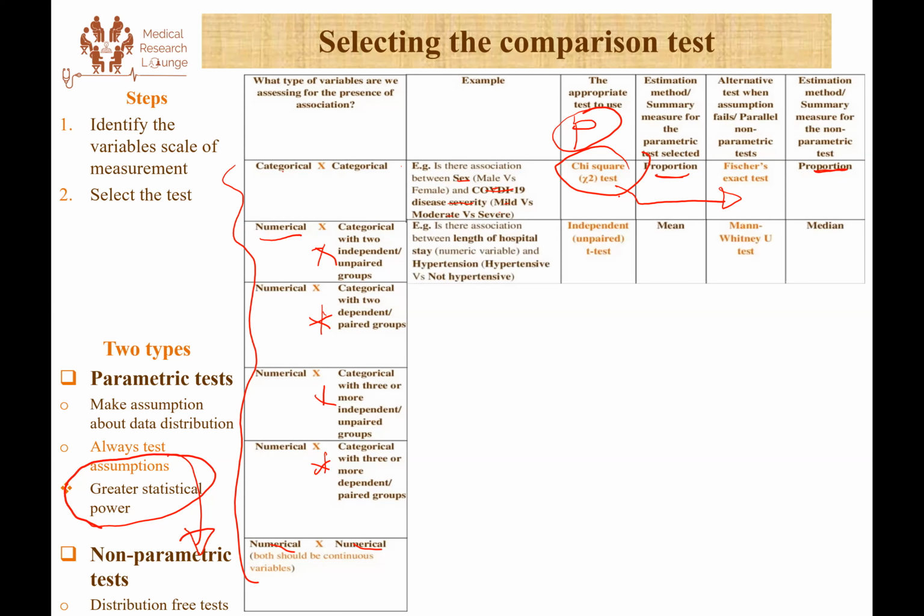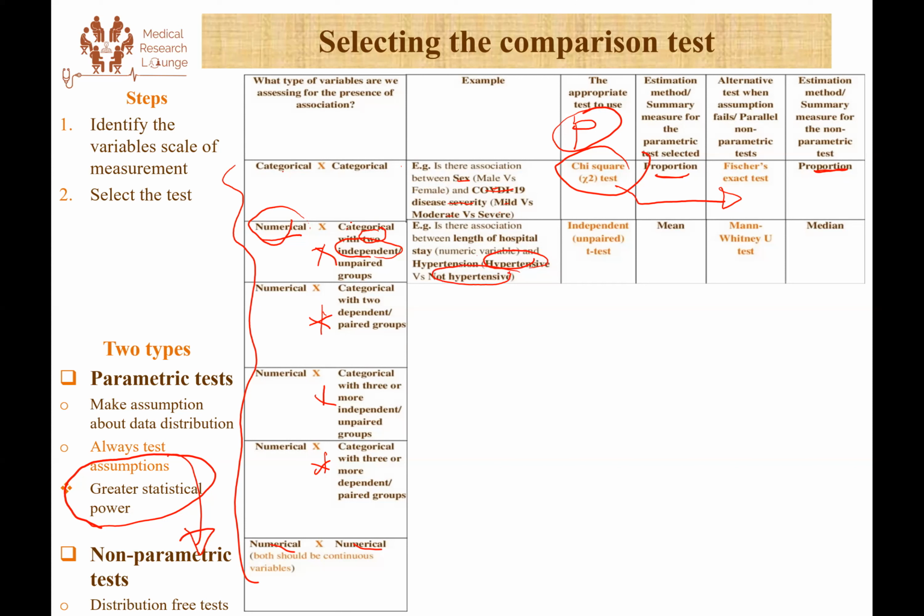The second combination is a numerical variable with a categorical variable, where this categorical variable has two responses. It's not just two responses: these two groups are independent or unpaired groups. They're not dependent, or from the same population. For example, is there an association between length of hospital stay, which is measured in numbers, so a numerical variable, and hypertension? We have two groups of patients, hypertensive and non-hypertensive, so it's a categorical variable.